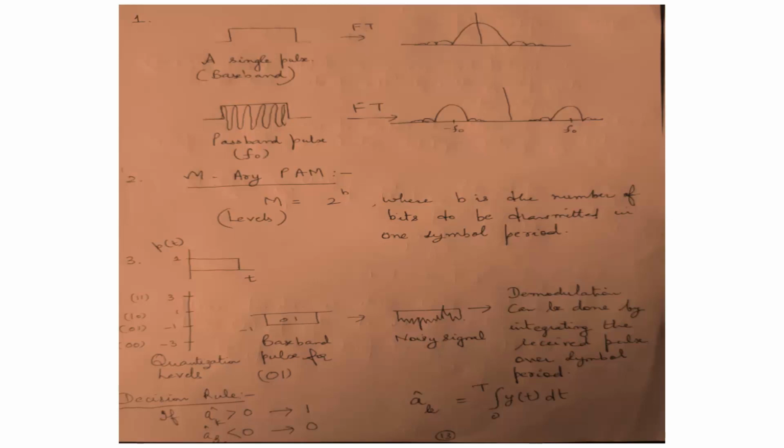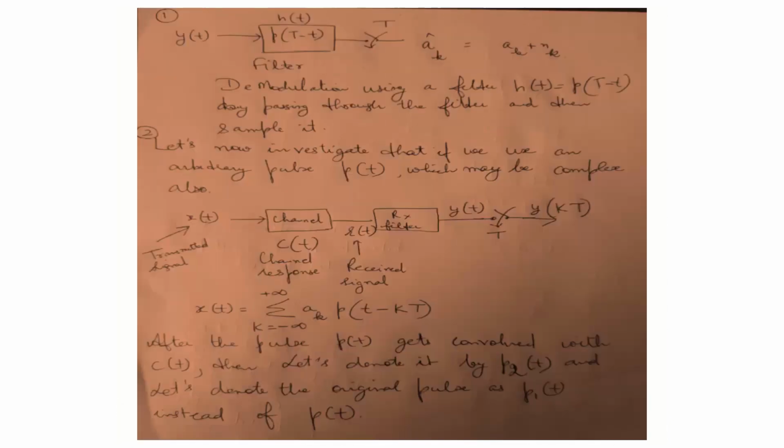And when it travels through the channel, it is affected by noise, and there is a noisy signal received at the receiver. How to demodulate? So that's what we have covered till now. Now let us look further.